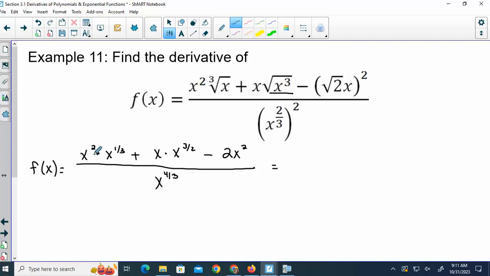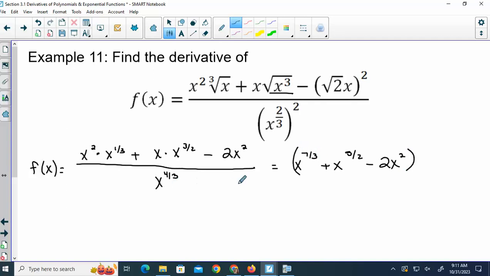When you are multiplying, what do you do with your exponents? Okay, so that would become x to the 2 plus 1 third. So 6 over 3 plus 1 over 3 is 7 over 3. This x, that's like 2 over 2 plus 3 over 2, so 5 over 2. And that's 2x squared.